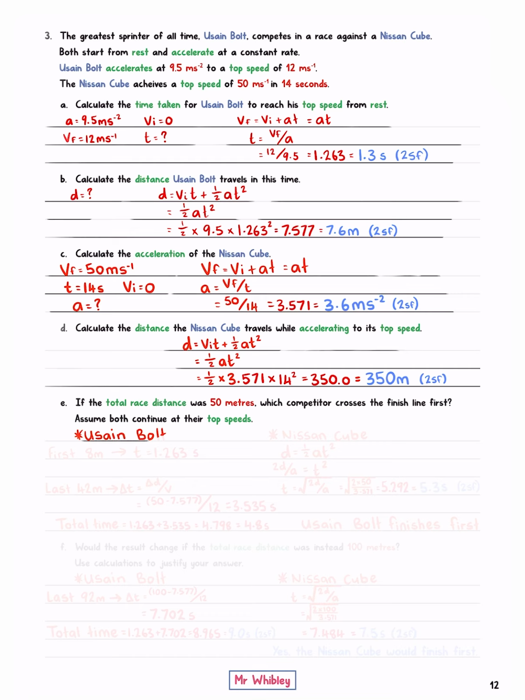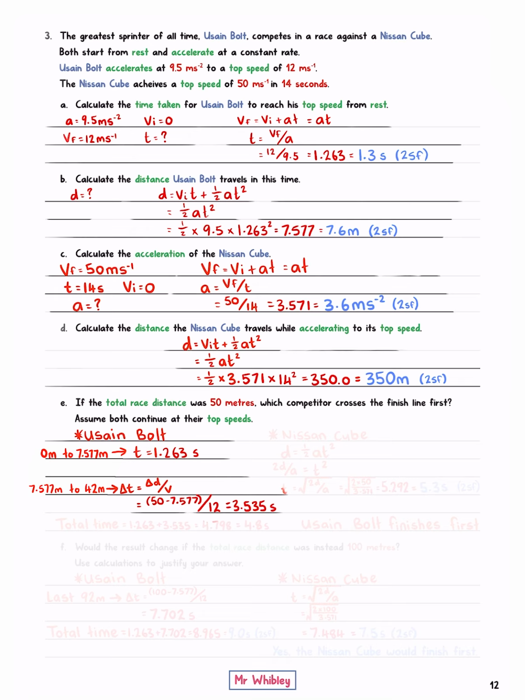For Usain Bolt, we know that for the first 7.577 meters, it took him 1.263 seconds. For the remaining distance, because we have a constant velocity, we can use our velocity equals distance over time equation, which we can solve for time. Our remaining distance is 50 minus 7.577, which he travels at his top speed of 12, which takes him 3.535 seconds. His total time is these two times added together, which gives us 4.798 or 4.8 to two significant figures.